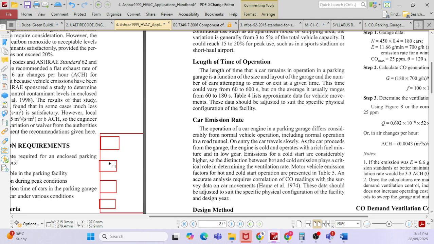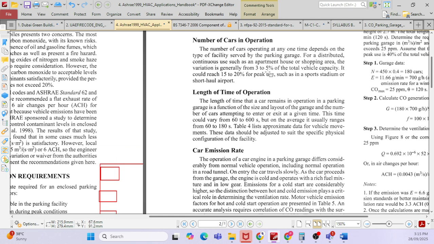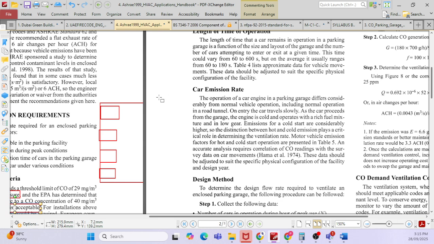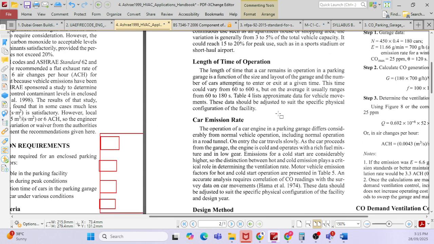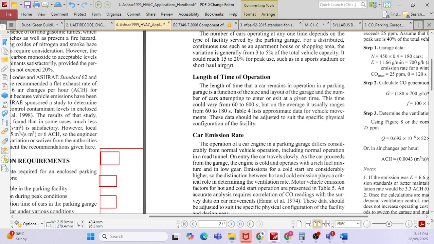Because if you go to any basement or enclosed parking, you will rarely see the cars going around. So that is expected, 3 to 5% out of 100 cars. You may see like 5%. It could reach up to 15 to 20% for peak usage. For example, in commercial buildings during office hours, you will see a lot of cars entering, but after some time they will not be there. So that percentage is around 15 to 20%.